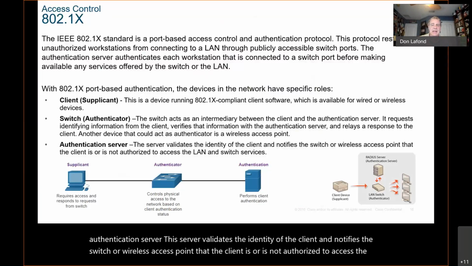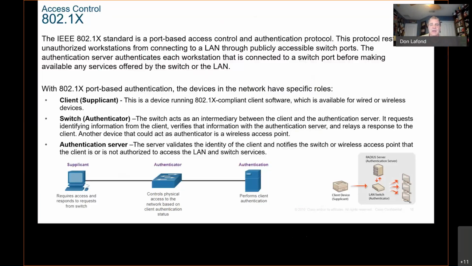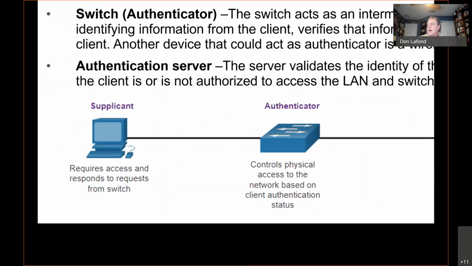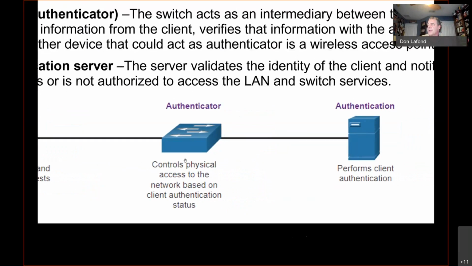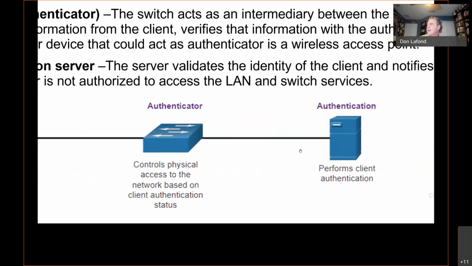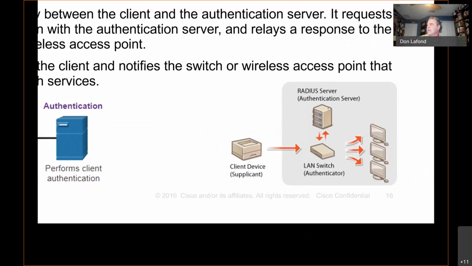And then I have a couple pictures here. I think I added the second one. This just shows the layout. We have the supplicant, which requires access. The authenticator controls the physical access to the network. And then the authentication server performs the actual client authentication. And it looks like this in the actual devices with a RADIUS server. Here's a client. That's the person asking for access to the switch, and the switch authenticates it to the RADIUS server. And then if allowed, the client is able to get to the devices.